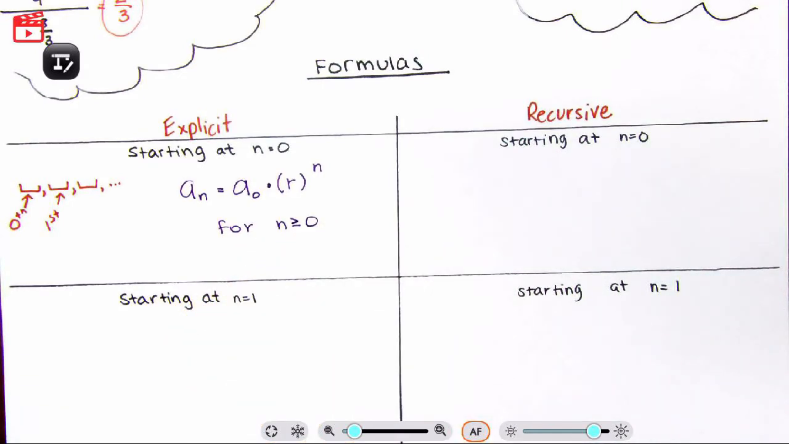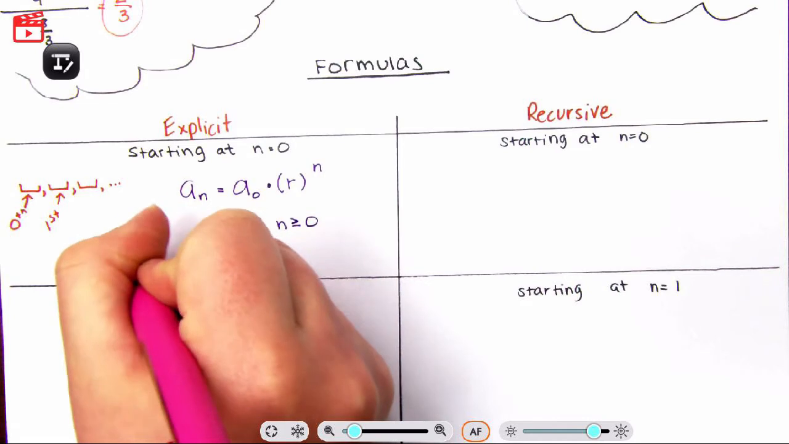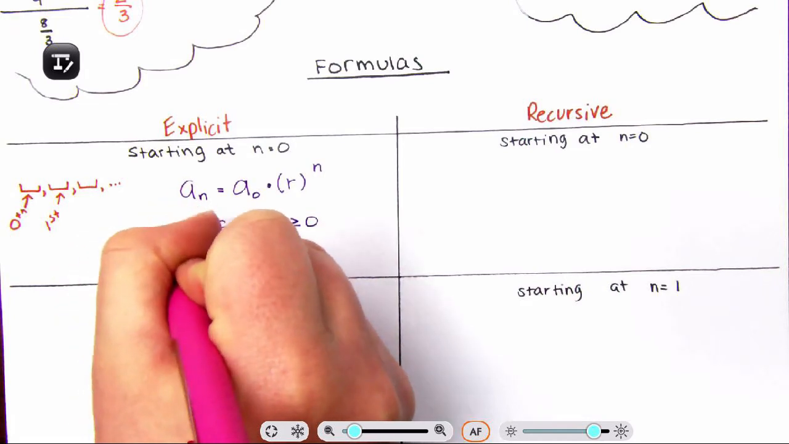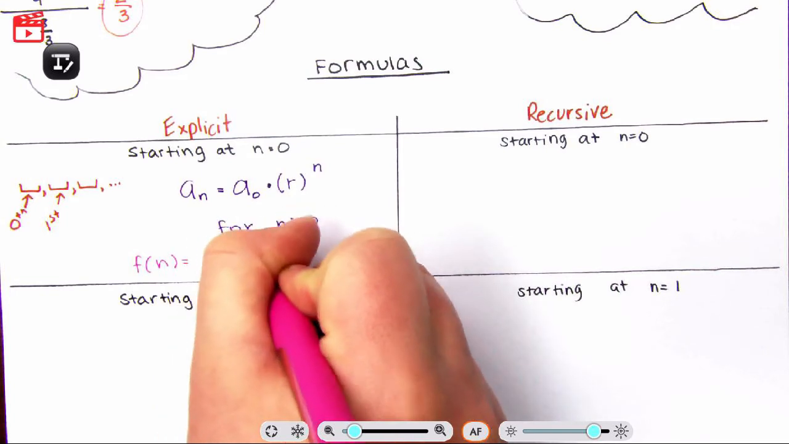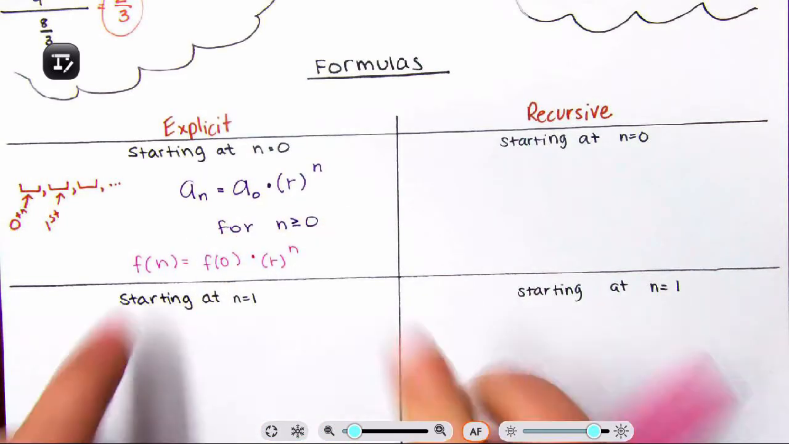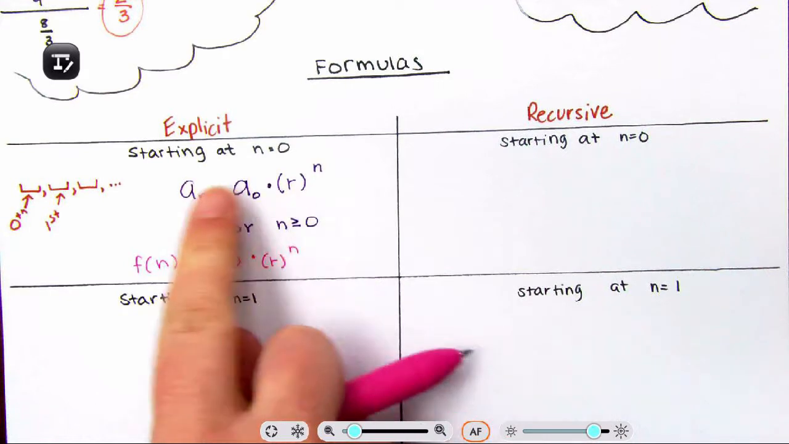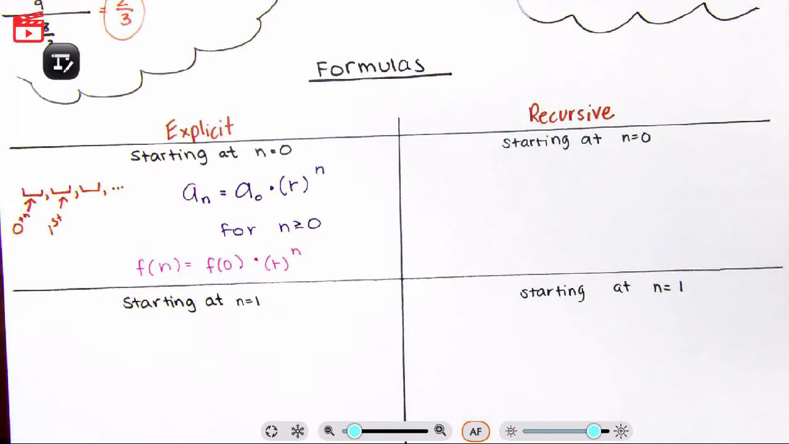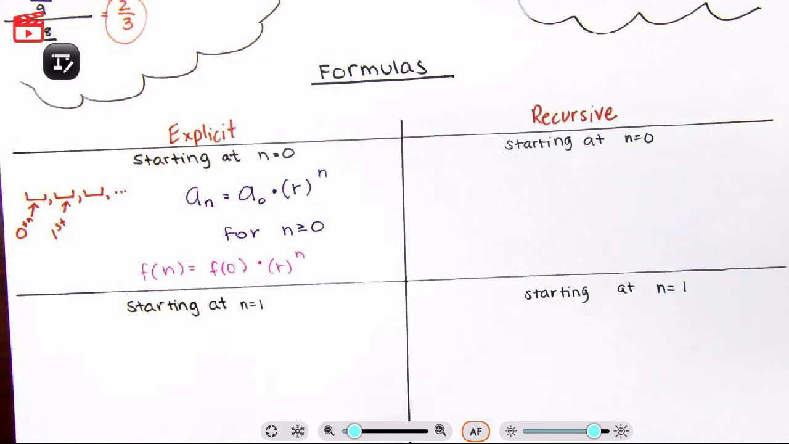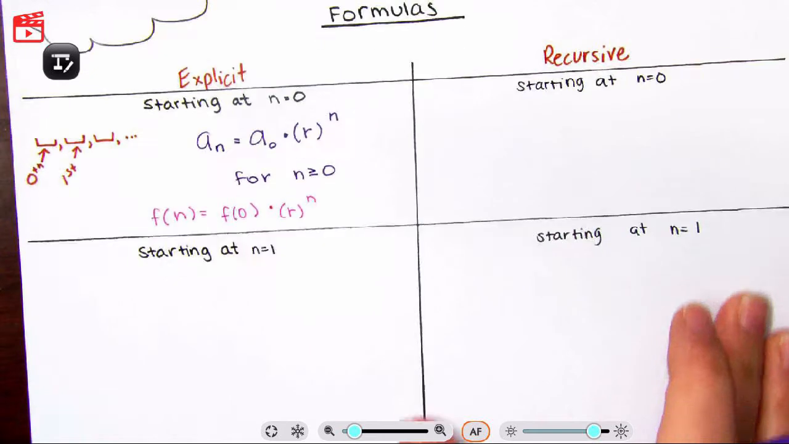Sometimes you're going to see this formula written out a different way. Instead of a sub, you're going to have f of. So sometimes you're going to see that formula written as f of n is equal to f of 0 times r to the n power. It doesn't matter which one you use, however, in class, we're going to be using a sub more often than f of. All right, let's go ahead and do our formula for the explicit rule starting at 1.